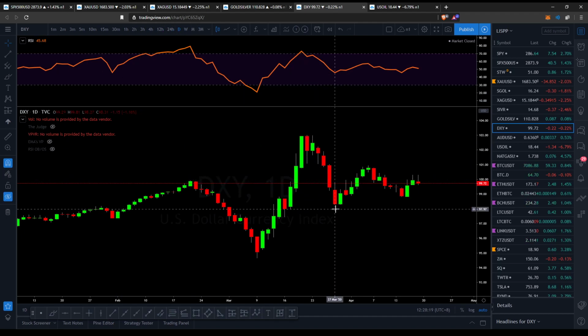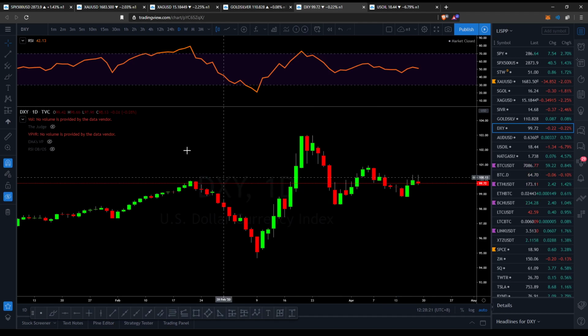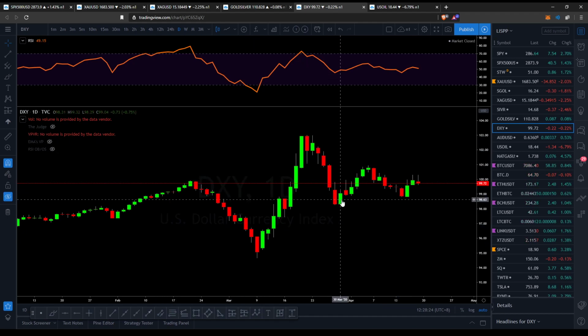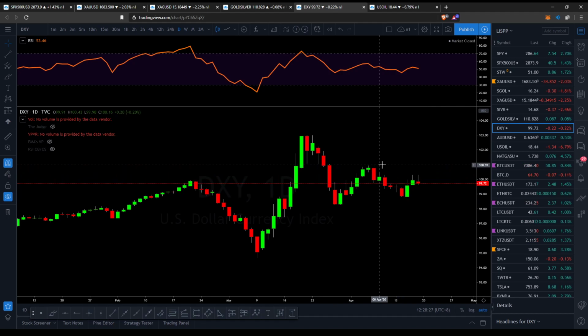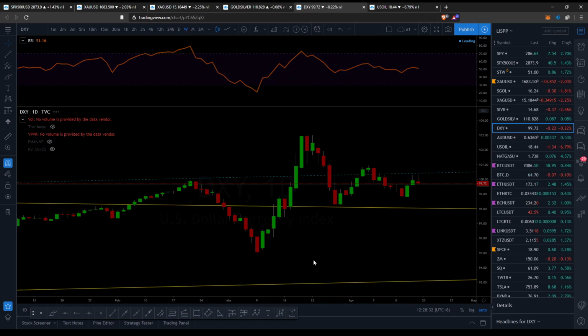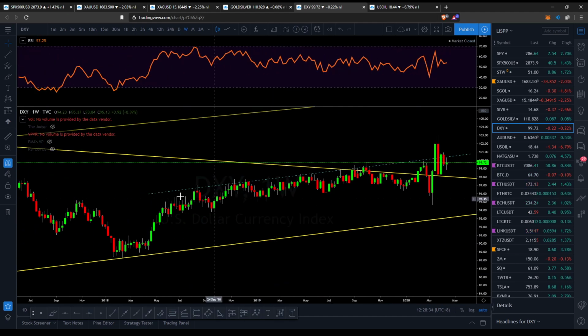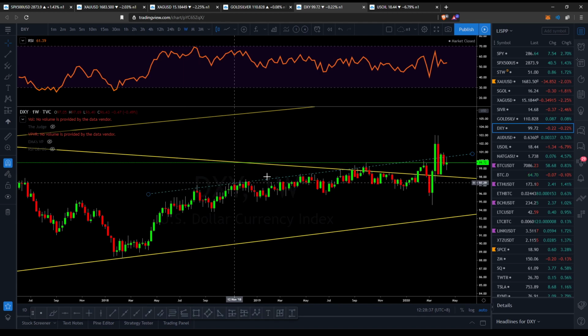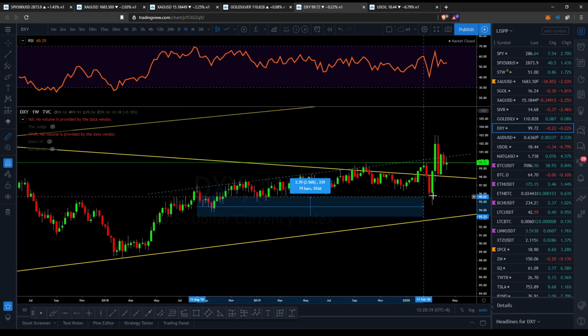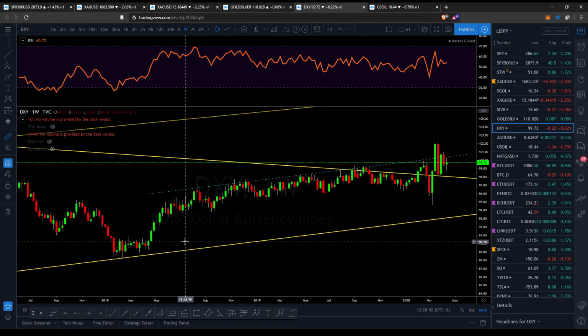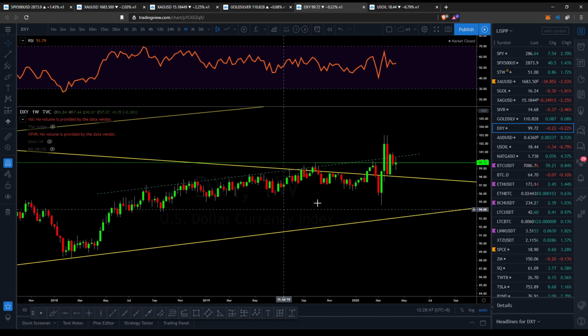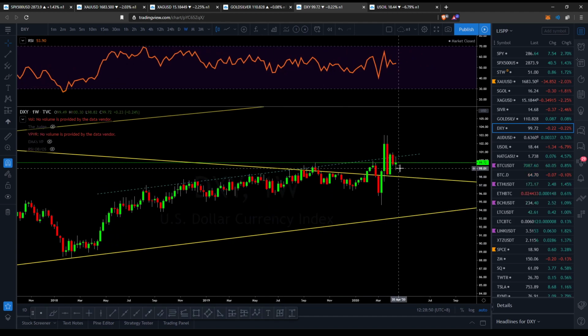The dollar is in this little equilibrium on the daily at the moment after having a pump. Equilibrium, so that's the range. If we turn the drawings back on and go to weekly, on the weekly we have this trend line here, which we've been holding for more than a year, sorry, since 2018, or 2 years, and we shot above it, we shot below it, we rejected it, so now we're below it.